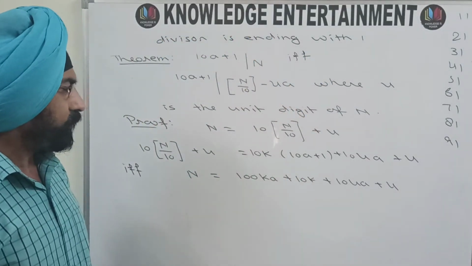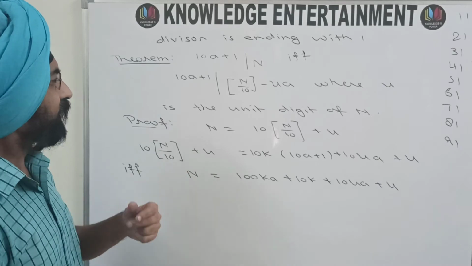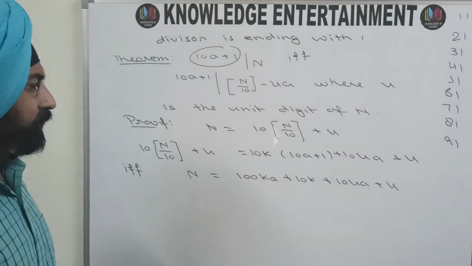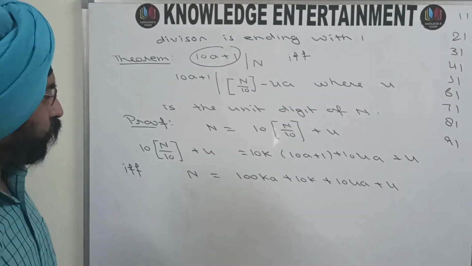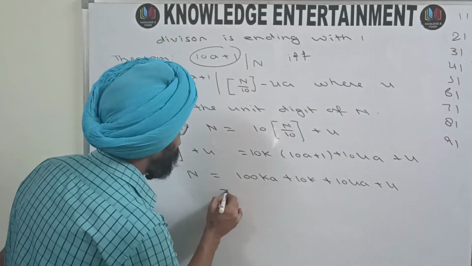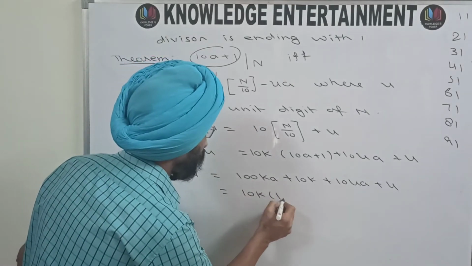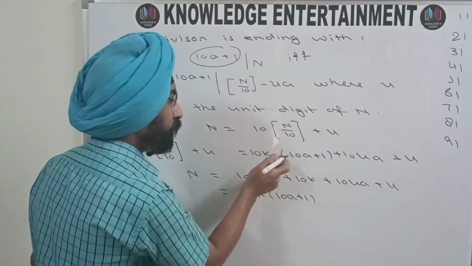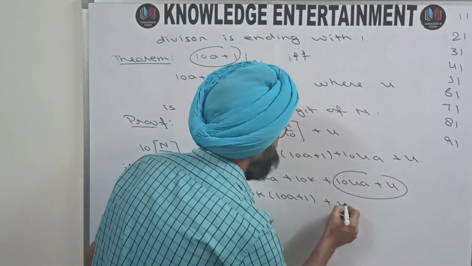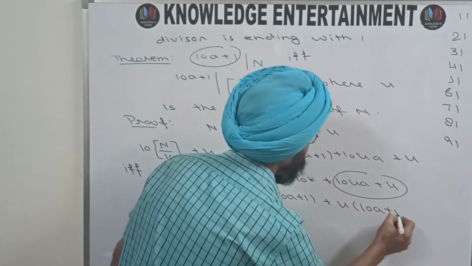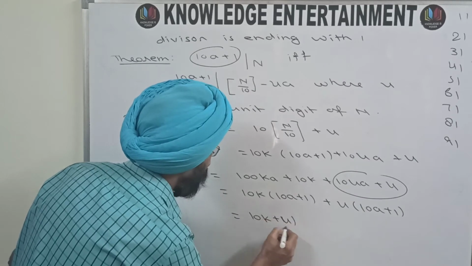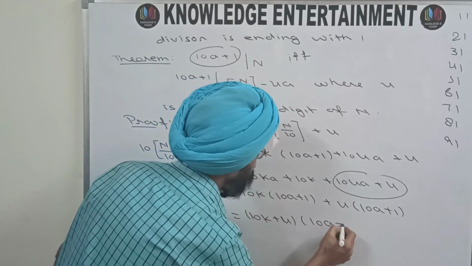So now try to factorize it, and one of the factors I need is 10a plus 1. So how can I get it? From the first two, take out 10k as common. It is already 10a plus 1 from the step I have taken, and from these two you can take u common to get 10a plus 1. So these are the factors: 10k plus u and 10a plus 1.